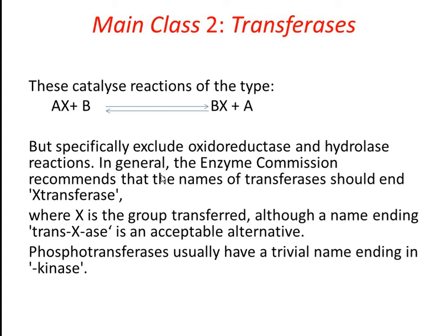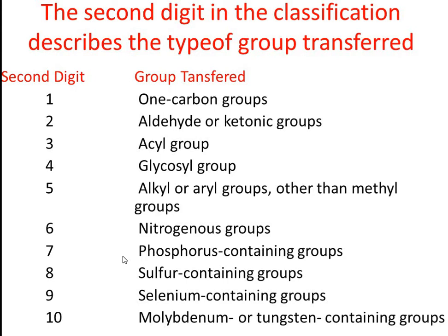But the phosphotransferases usually have a trivial name ending in kinase. So the first digit 2 indicates the main class transferase. The second digit in the classification of transferase describes the type of group transferred.